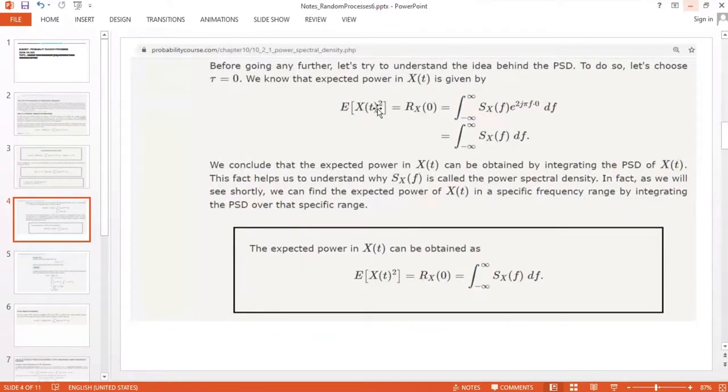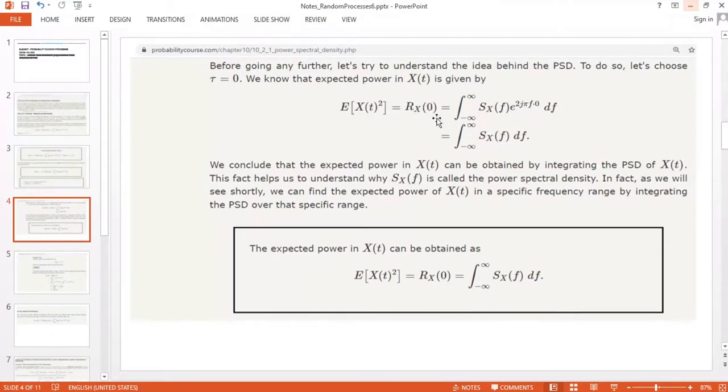Then we will see how we calculate the expected power. Earlier we know that the expected power in a random process X(t), if X(t) is wide sense stationary, then the expected power, the expectation of X(t) squared, is actually Rx(0). This is for wide sense stationary processes. Here this 0 is actually tau.